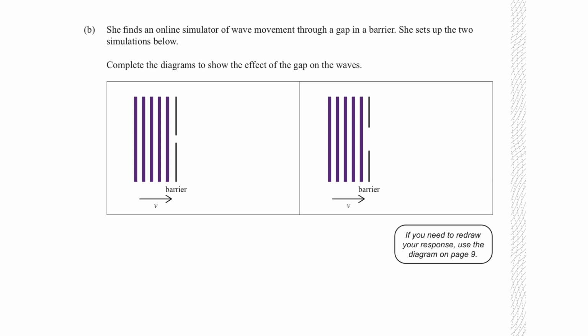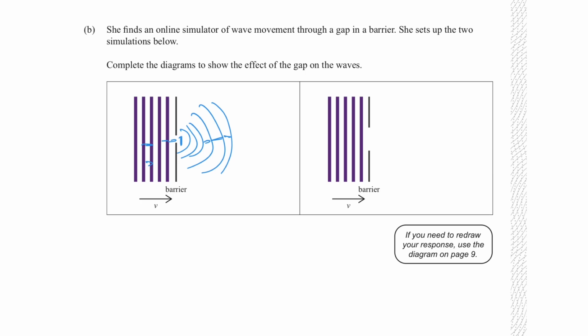B, she finds an online simulator of wave movement through a gap in a barrier and sets up the 2 simulations below. Complete diagrams to show the effect of the gap on the waves. So on the left hand side, the size of the gap is very similar to the wavelength of the waves, so you'll get maximum diffraction of quite a lot. These should all be the same distance, which should be these distances over here. I'm just rushing through to give you a sense of what the answers were.